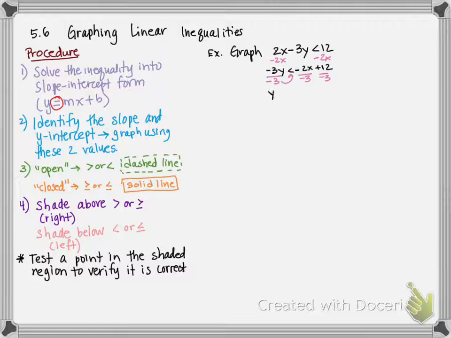That's going to give us y is greater than, two negatives make a positive, 2/3 x, one negative makes a negative 4. Okay, so my key information: the slope is 2/3, the y-intercept is negative 4, and then the inequality tells me this is a dashed line, and we're going to shade above.